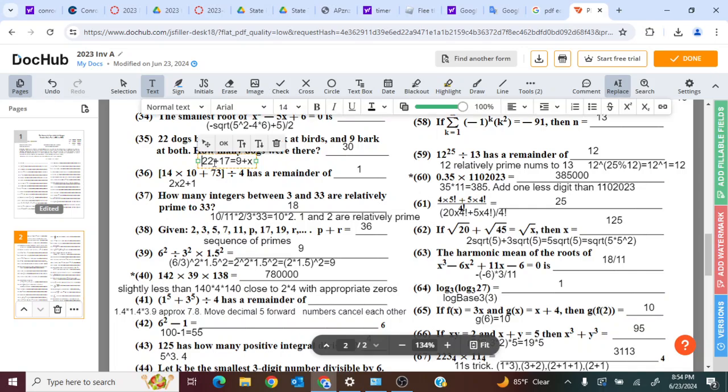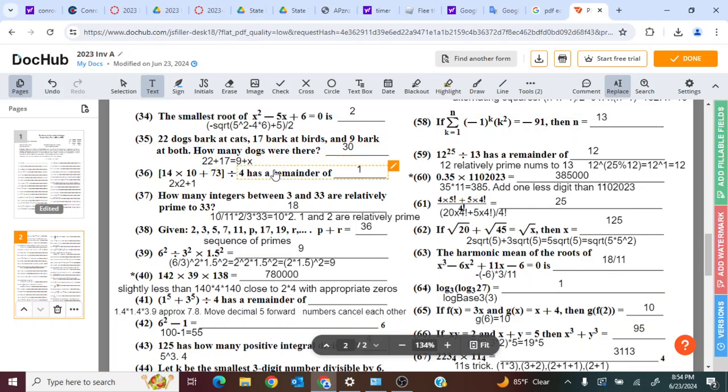So basically, 22 plus 17 is equal to 9 plus x. 22 plus 17 minus 9. And then you get 30 for that. And that's because this 9 basically acts as the amount of dogs that are being double counted in here. So you got to subtract 9 to counteract that and get the total number of dogs.